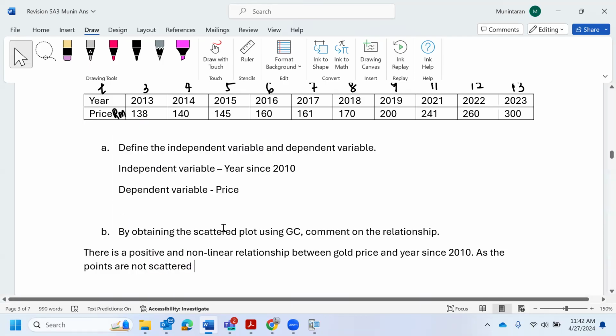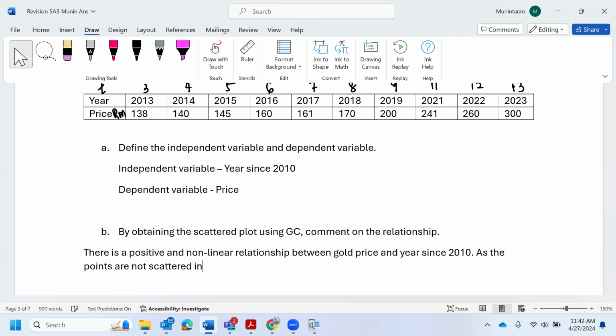Right. Not scattered in a straight line, or almost a straight line. So it's not in a straight line. They are not scattered in a straight line.